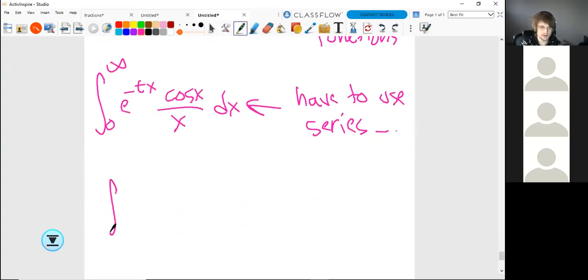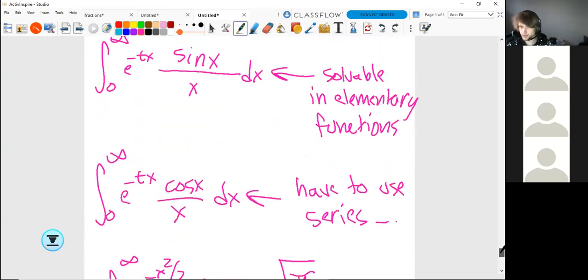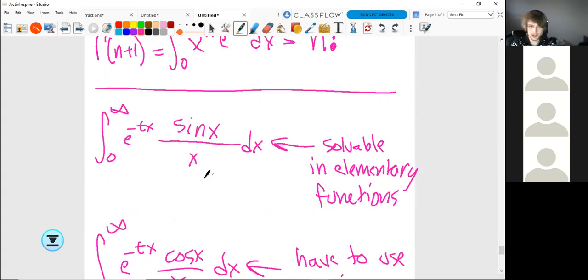And then we want to do this one, 0 to infinity of e to the minus x squared over 2. So last time we didn't have that over 2. We want to prove that this is equal to the square root of pi over 2. So we're going to use this trick of differentiating under the integral sign all those times to do it. For this one, we're going to get, by the way, that this is equal to pi over 2 minus arctan of t.